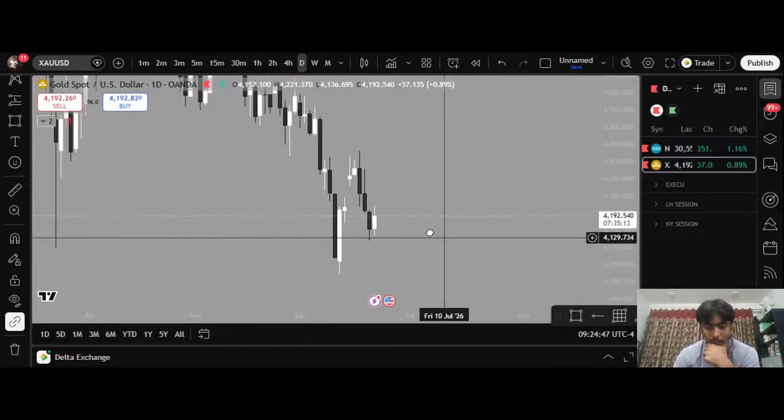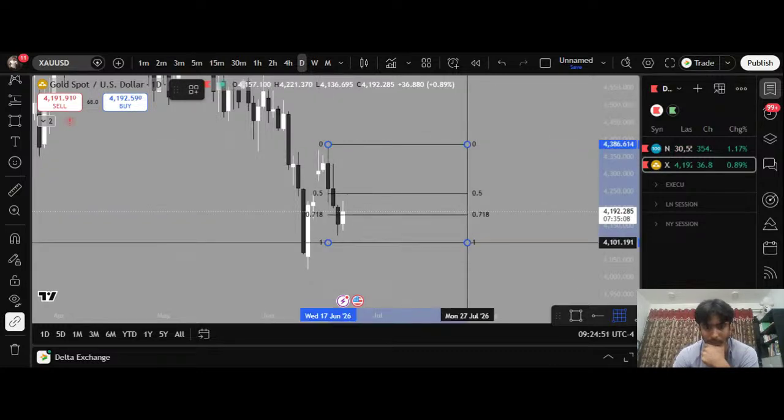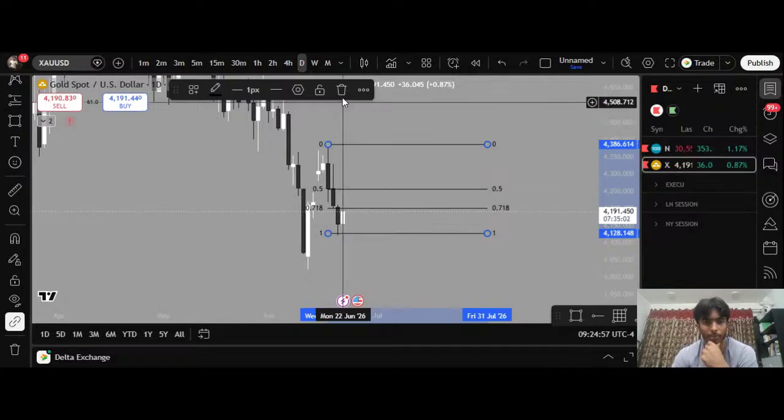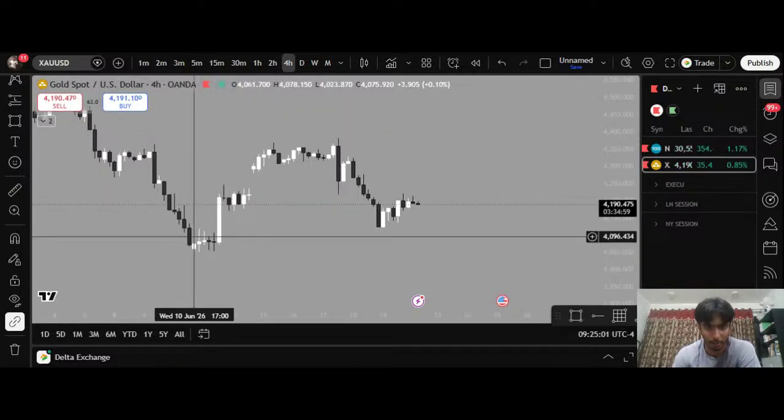We have this imbalance over here, this massive move to the downside, and yet to reach the 50% mark, the equilibrium mark. Okay, that's all for the daily time frame. Let's get on to the 4 hour.